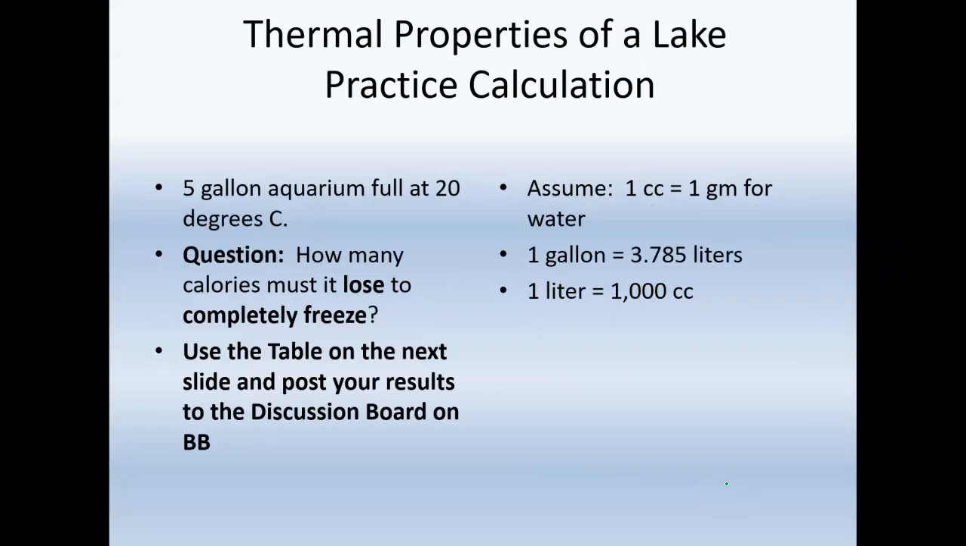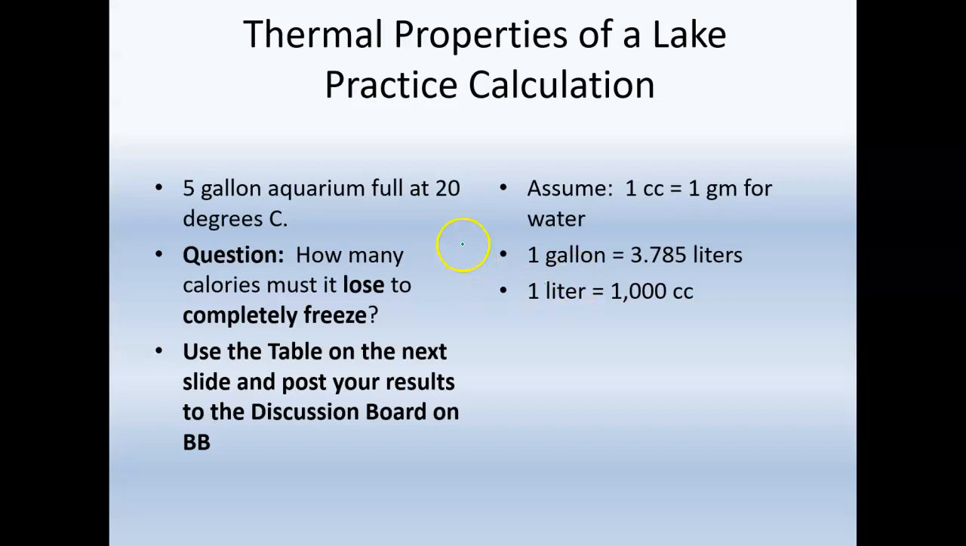Okay, so here's a little practice problem I want you to do. You've got a 5-gallon aquarium. It's full of water at 20 degrees centigrade. You can assume that 1 gram of water is equal to 1 cc of water. And you can assume that a gallon is equal to 3.75 liters, because you'll need to do some conversions. And you'll use the conversion of 1 liter equal to 1,000 cubic centimeters, or cc's.